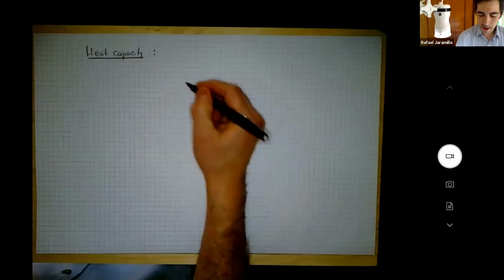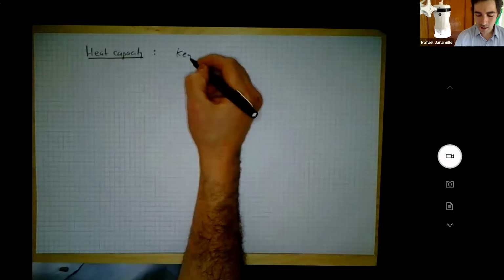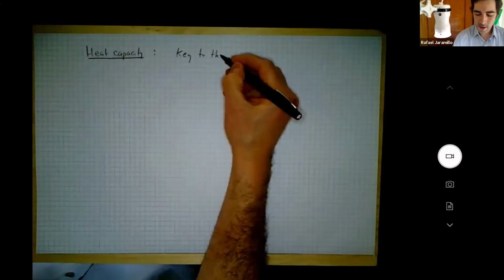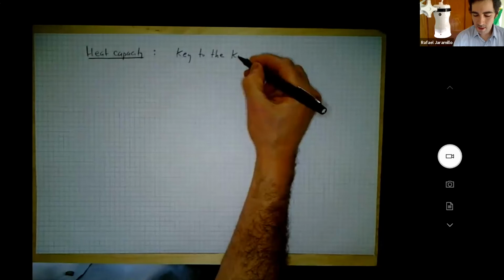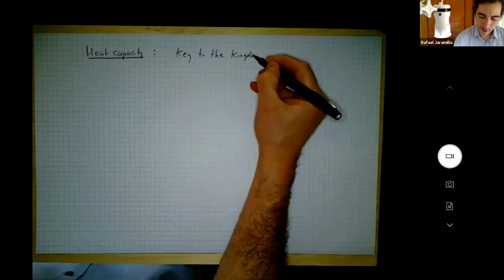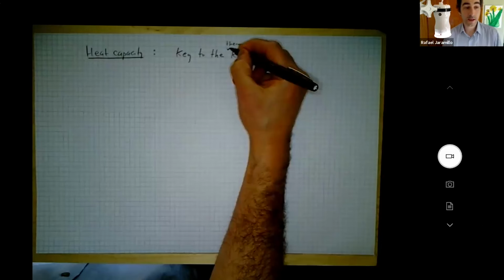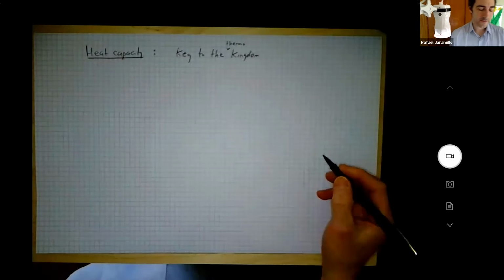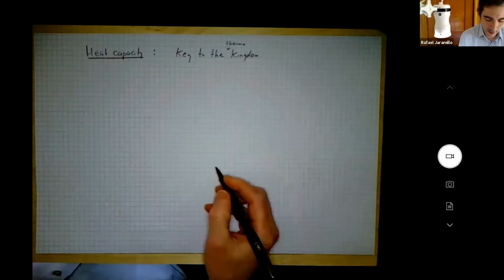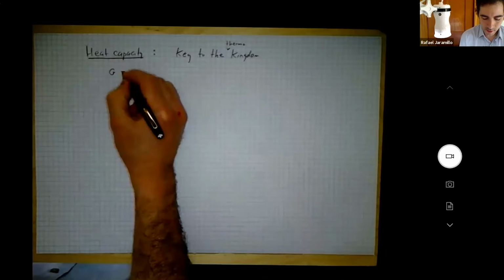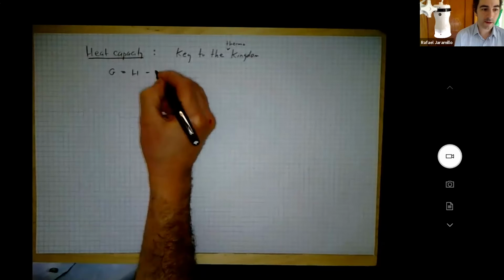So this is heat capacity, and I hope to convince you that these are keys to the kingdom, or at least the thermal kingdom. Right, heat capacity is not just another coefficient. It's the thing that you're going to need to know to solve many problems in material science.